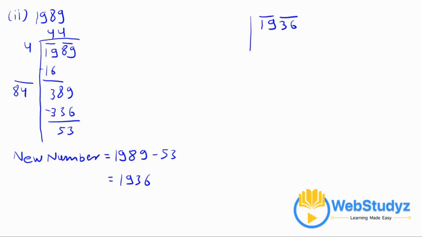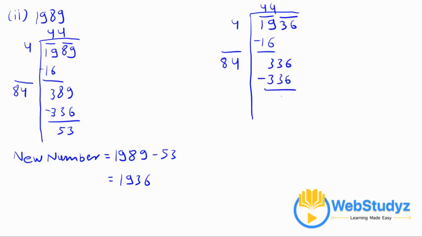Now solving 1936 using the division method by making pairs. So again we have 4, having the perfect square 16. Subtracting this, we get 336, and here we get 8. So if we take 4 and quotient as 4, we get 336 complete, and if we subtract, we get remainder 0. That means the square root of 1936 will give us the value as 44. So we get a perfect square by subtracting 53 from 1989.